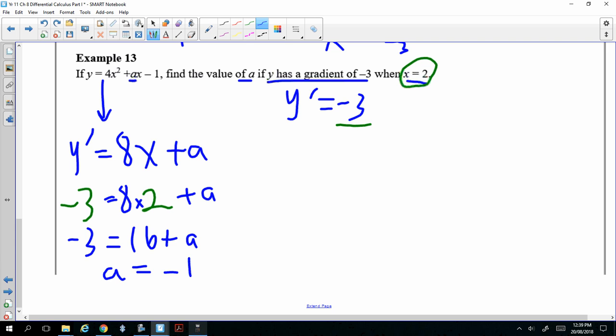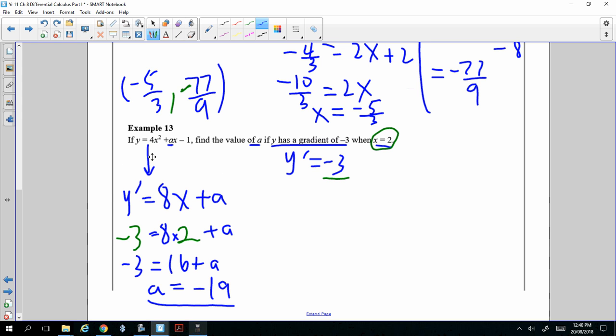Alright. Ah, that's the derivative that we'll learn on Friday. Okay. Right, that's done.